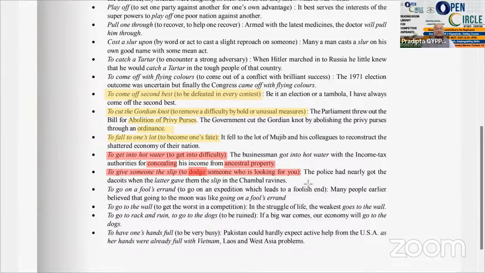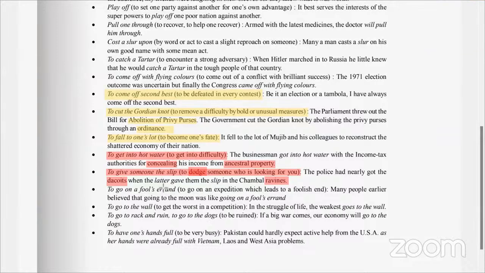Now see the sentence. The police had nearly got the dacoits. What do you mean by dacoits? Online students can also participate wherever you can. The police had nearly got the dacoits, but they gave them the slip in the jungle. Ravens. Who can say what is meant by the word raven? Sir, it's a kind of bird.